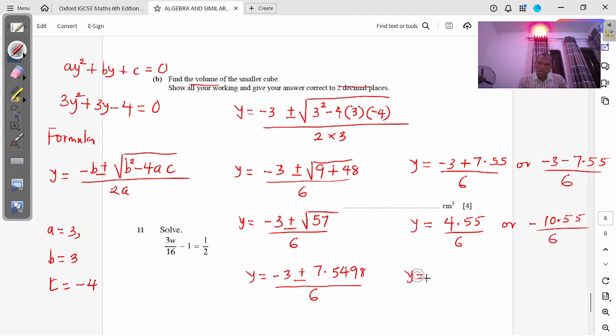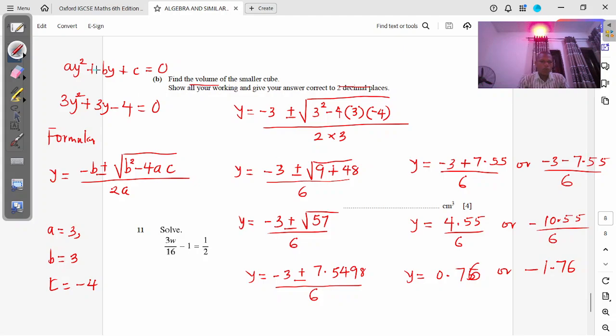Now the value of y is going to be 0.76, that's to 2 decimal places, or negative 1.76. So these are the values of y to 2 decimal places.